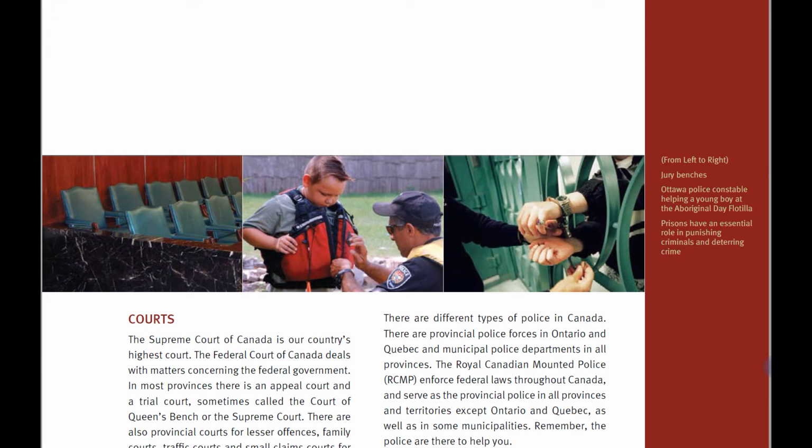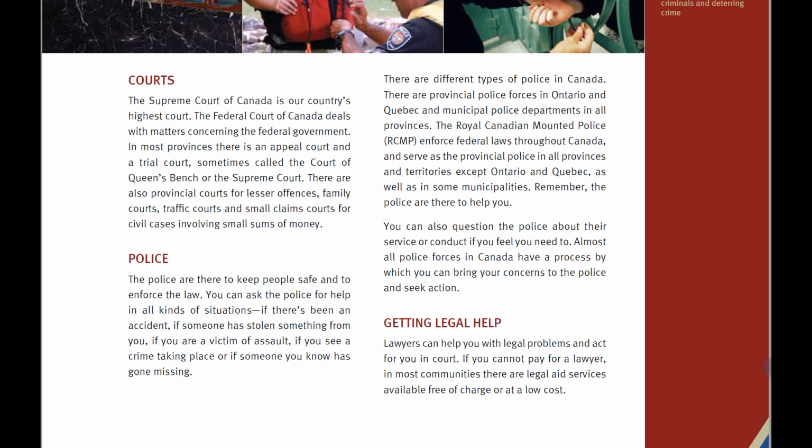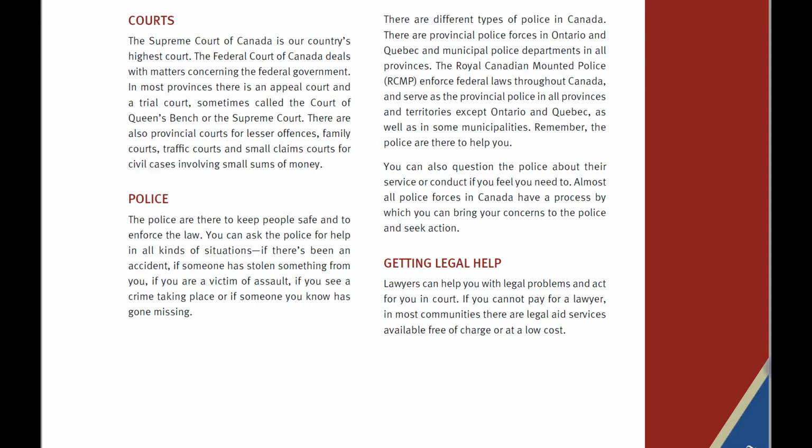Courts. The Supreme Court of Canada is our country's highest court. The Federal Court of Canada deals with matters concerning the federal government. In most provinces, there is an appeal court and a trial court, sometimes called the Court of Queen's Bench or the Supreme Court. There are also provincial courts for lesser offenses, family courts, traffic courts, and small claims courts for civil cases involving small sums of money.